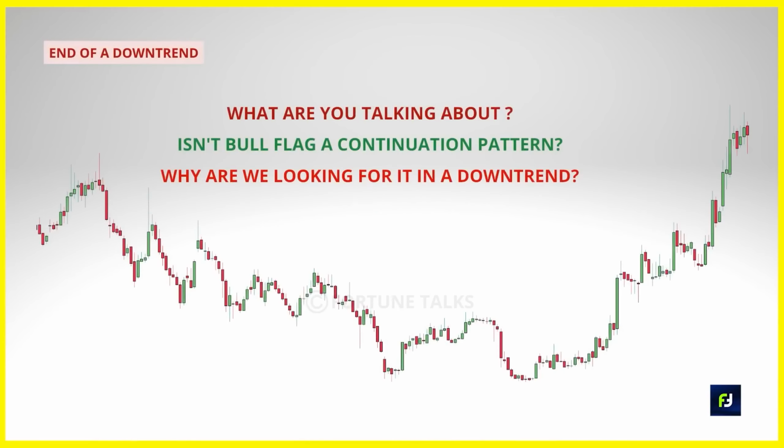Now if you are probably thinking, what the hell is this dude talking about? Just a few minutes ago, you said that bull flag is a trend continuation pattern. Now why are we looking for it in a downtrend? Yes, there is no denying that the bull flag is indeed a trend continuation pattern. But what if I tell you that there is a way you can profit by using the bull flag as a trend continuation pattern even on a downtrend?